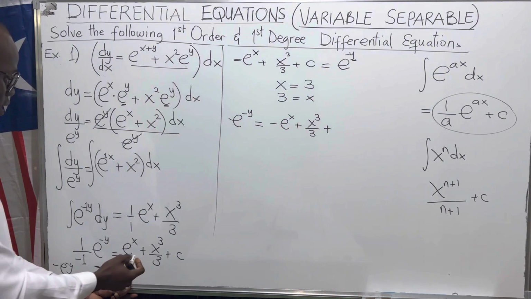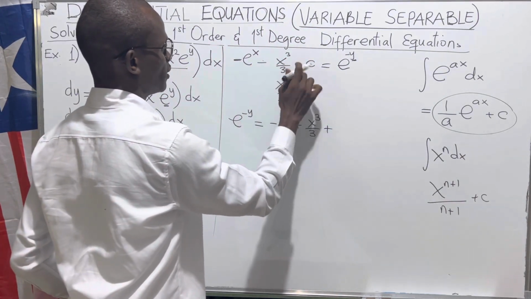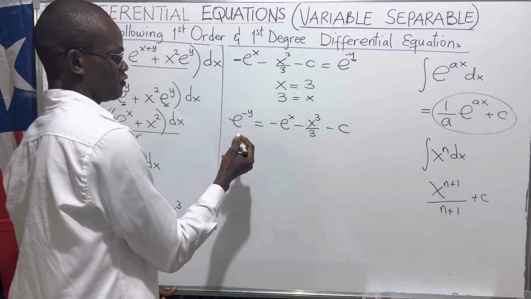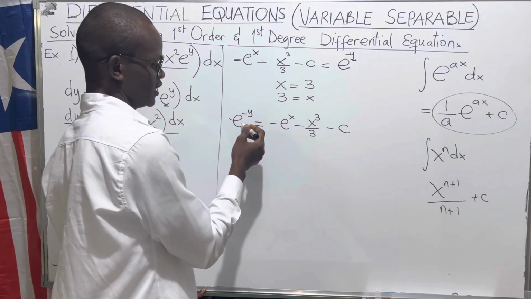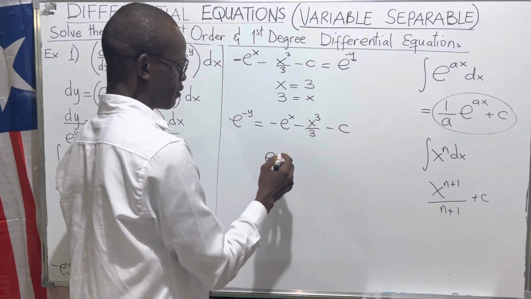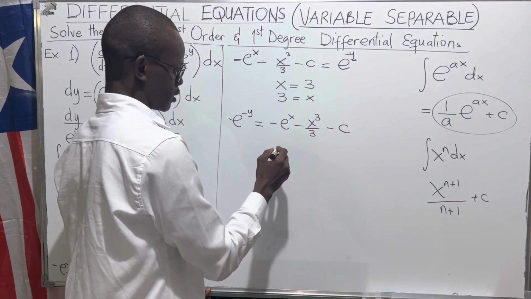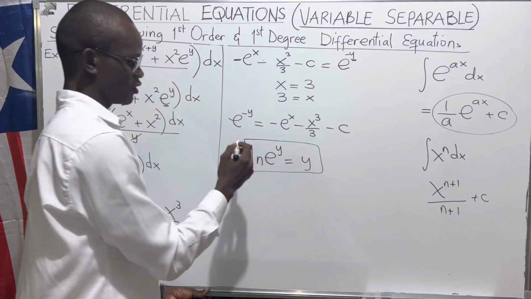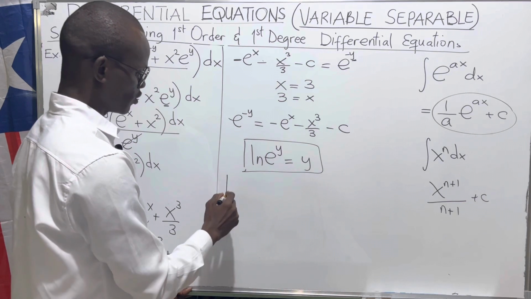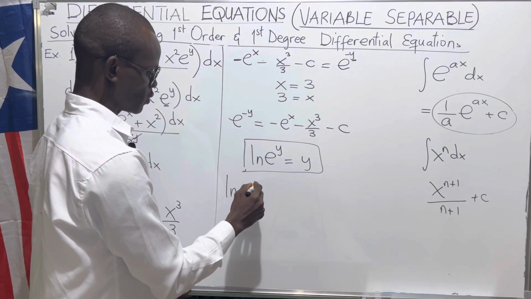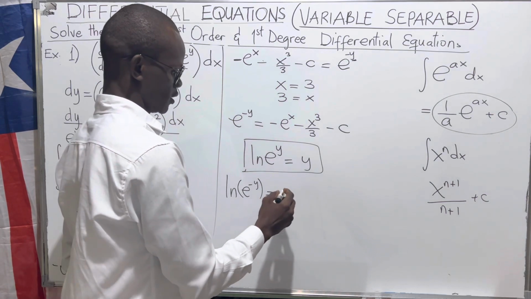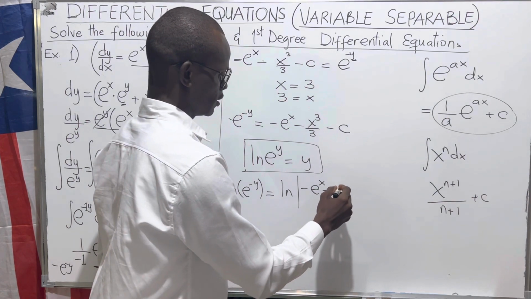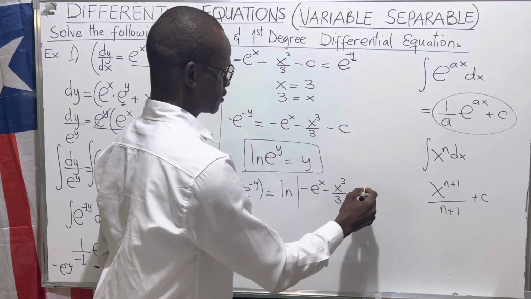Now this is minus, right? This is minus, or minus. So now if we want to solve for y, not just e raised to the power y. We know that e raised to the power y, if we take the ln of it, is just equal to y. So we know this property of natural logarithm. So we can take the natural logarithm on both sides. E raised to the power minus y equals the ln of minus e raised to the power x minus x cubed all over 3 minus c.